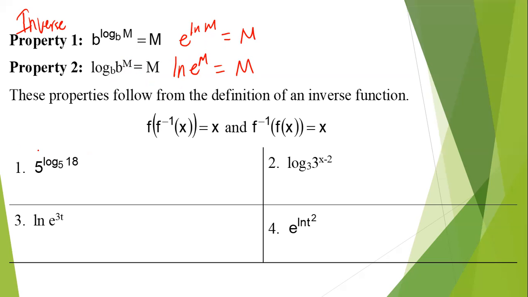All right, so an example of property number 1 is right here. We have 5 to the log base 5 of 18. The base of my exponent and the base of my log are the same, so they cancel each other out, and I'm only left with 18. That's how property number 1 works. Wait, so is that 5 to the power of log 5? Mhm.